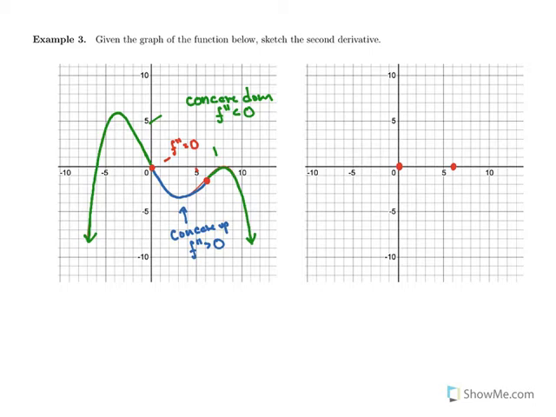Then we see that the second derivative is going to be negative, then go to positive, and then back to negative. So it's going to be negative here, change to positive, and then go back to negative. We have something like this. It's going to look kind of like a parabola. In fact, it will be a parabolic shape for this function.